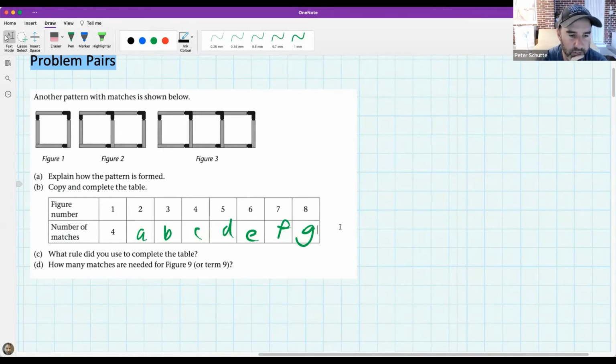Okay, so we've got another graphical pattern. If you put your answers in the chat, then I might ask some of you to contribute in a moment. Actually, this one I will do when I see enough answers in the chat, and then the next question I'll ask for some contributions.